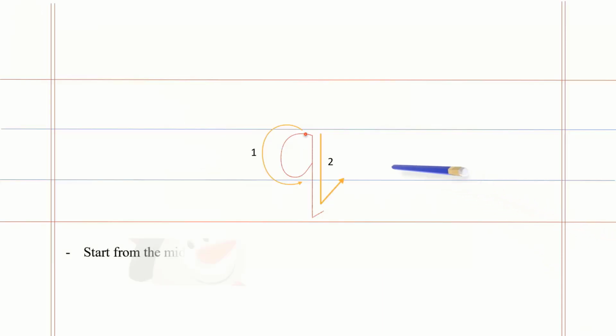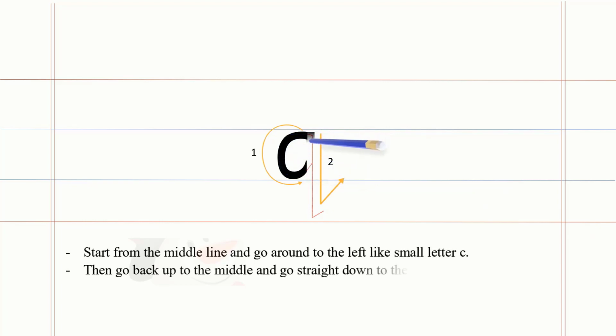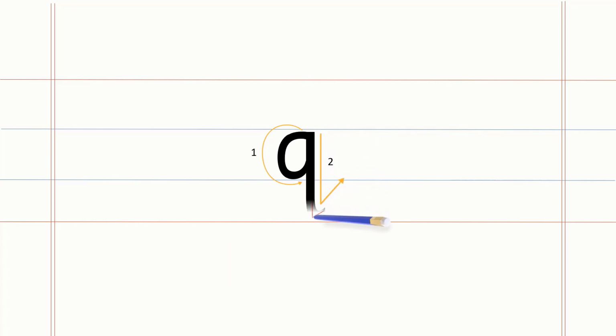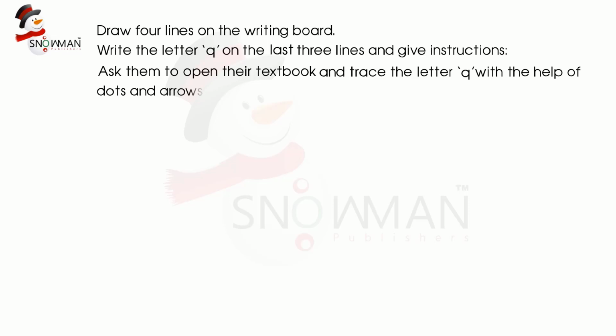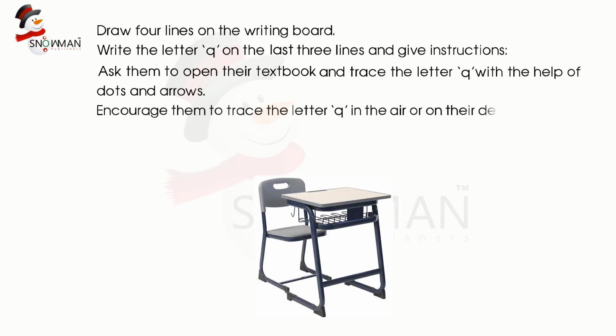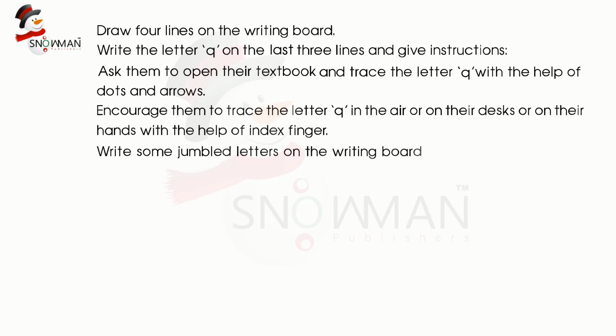Start from the middle line and go around to the left like small letter C. Then go back up to the middle and go straight down to the bottom. Ask them to open their textbook and trace the letter Q with the help of dots and arrows. Encourage them to trace the letter Q in the air, or on their desks, or on their hands with the help of index finger. Write some jumbled letters on the writing board and ask the children to recognize Q.